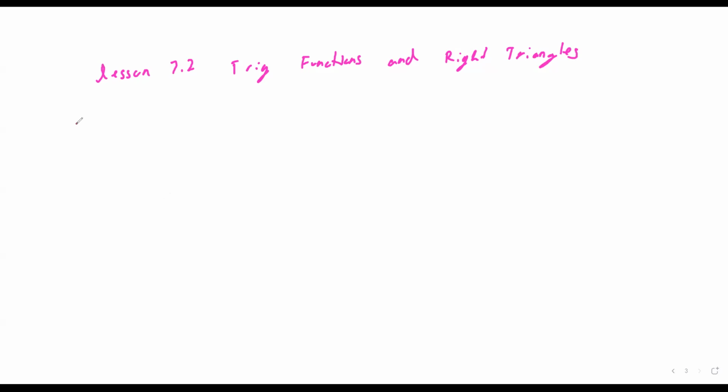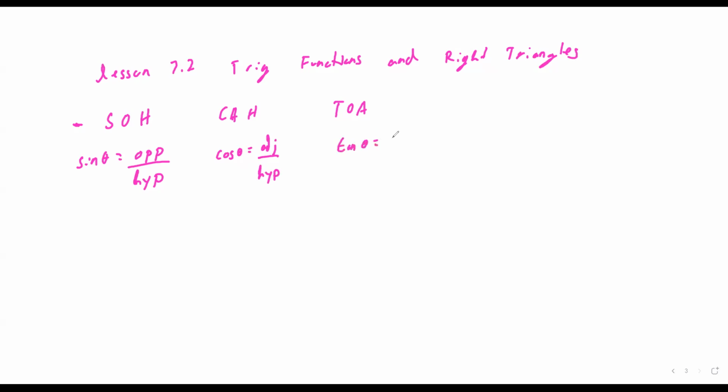All right, so you might have heard this saying when talking about trig: SOH CAH TOA. Basically, this is just a helpful reminder of how to break down our trig functions. SOH is basically just sine of theta equal to the opposite side divided by the hypotenuse side. CAH is the cosine of theta equal to the adjacent side divided by the hypotenuse side. And then TOA is the tangent of theta equal to opposite over adjacent.